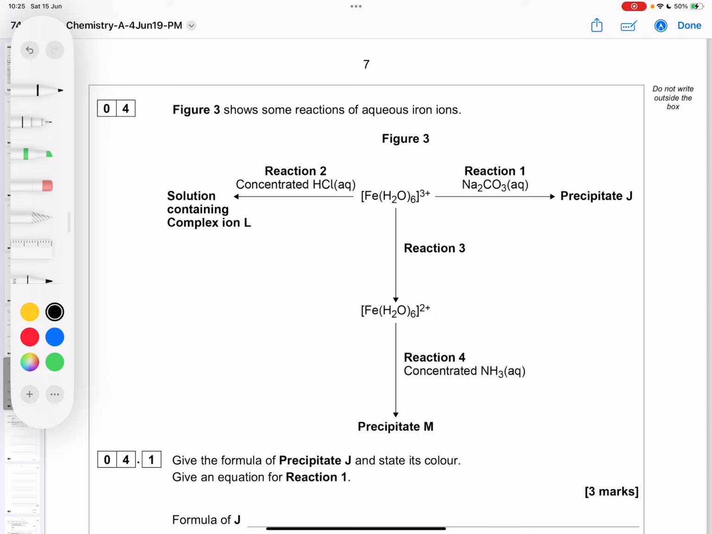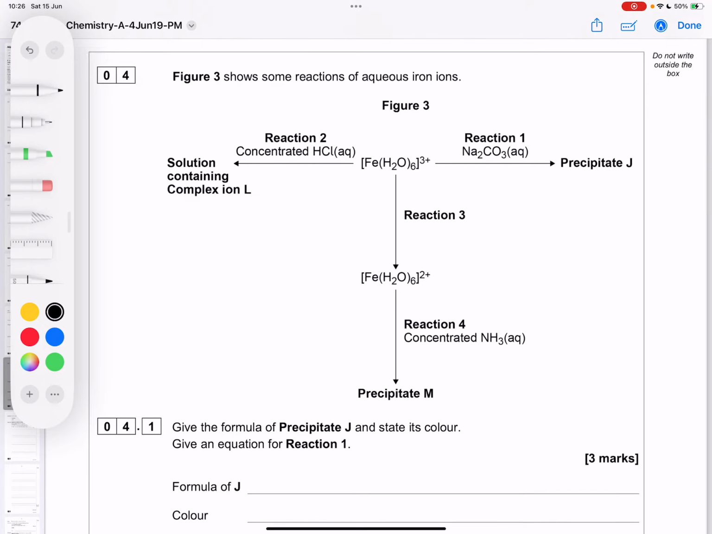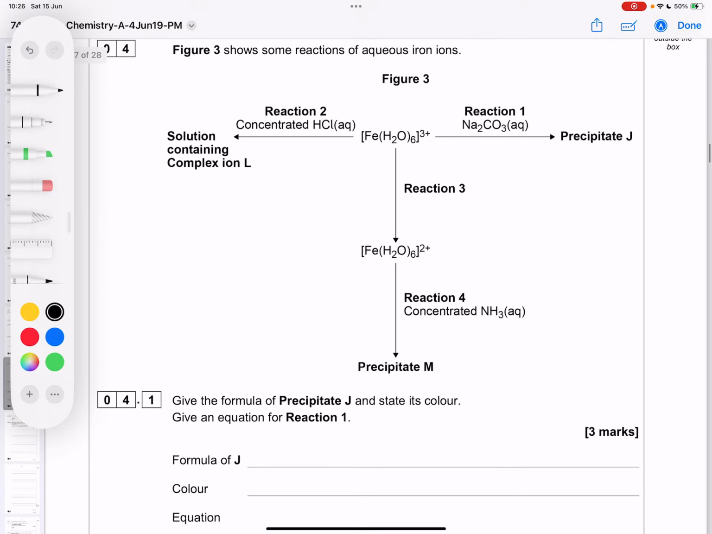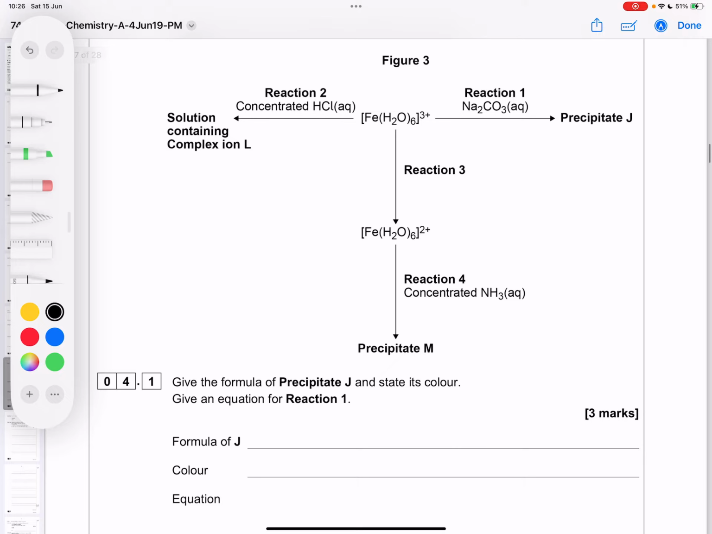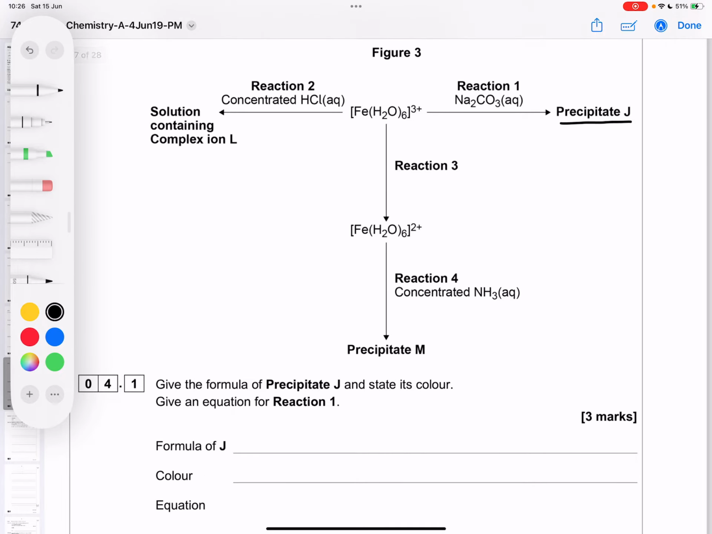Figure 3 shows some reactions of aqueous ions. So we can see that we've got the hexa-aqua iron 3 complex in the middle, the hexa-aqua iron 2 being formed from reaction 3. Reaction 1 shows our iron 3 complex reacting with sodium carbonate, and reaction 2 shows it reacting with hydrochloric acid. And reaction 4 shows the iron 2 complex reacting with ammonia.